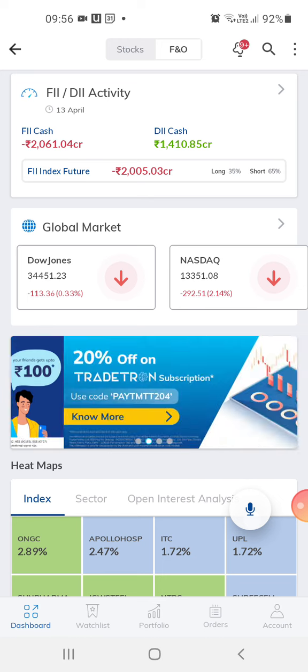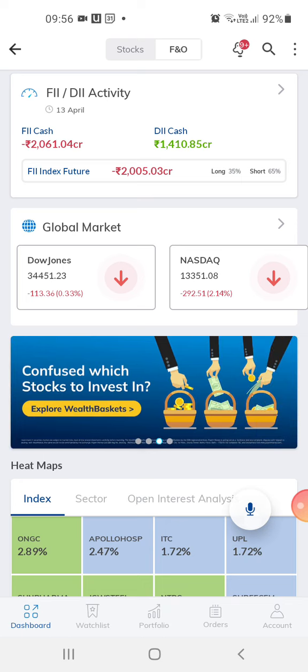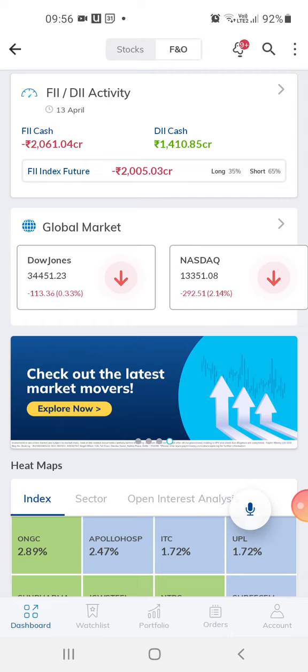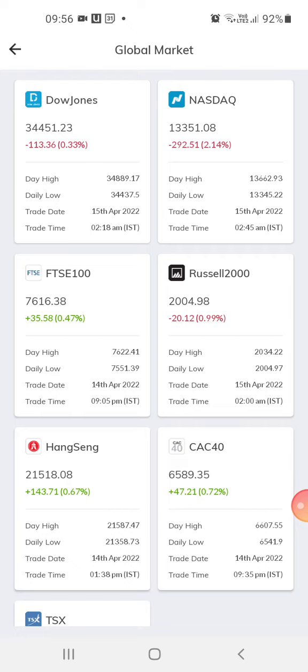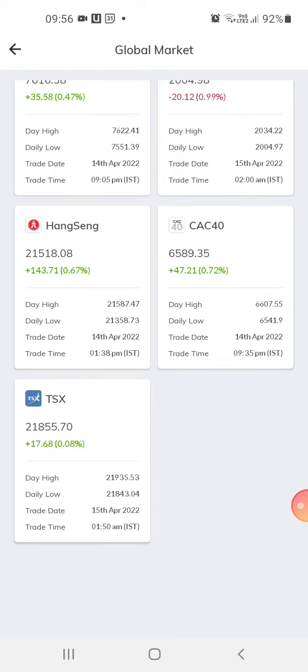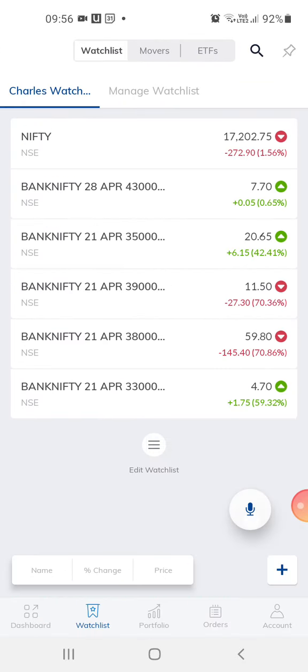So based on the SGX index, usually the market goes actually in the beginning of the day. So you can always follow the SGX index, and you can understand where the market would trend. You can also look at the global market: Dow Jones and Nasdaq and FTSE, Russell 2000, Hang Seng and CAC 40. Okay, and TSX. So you will get a little bit of idea as to where the market would trend.